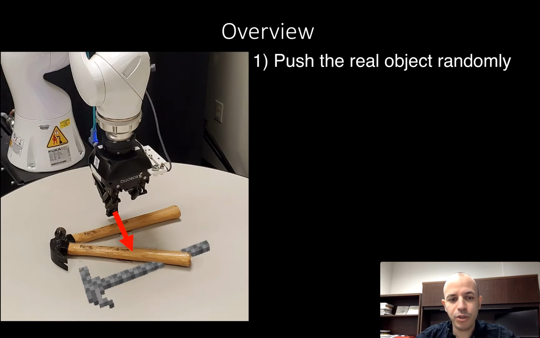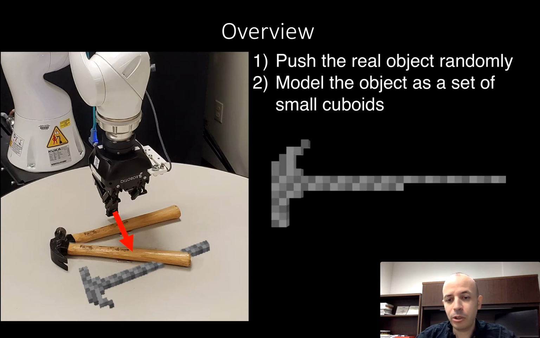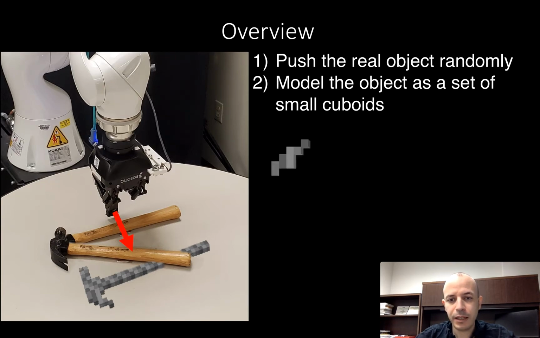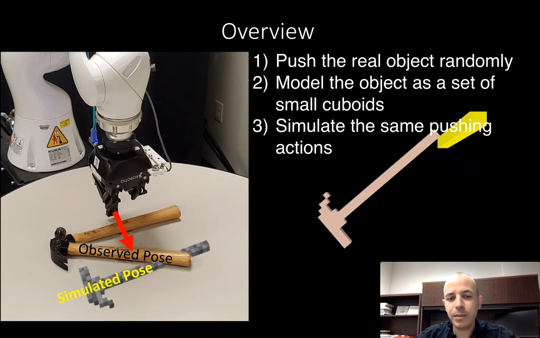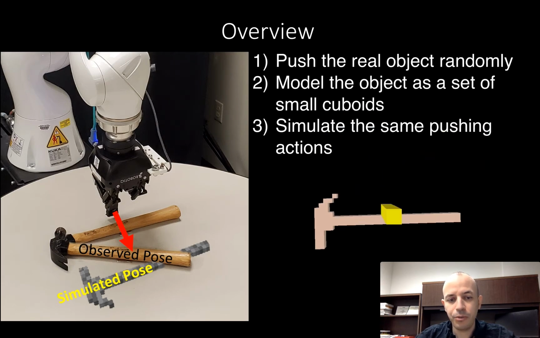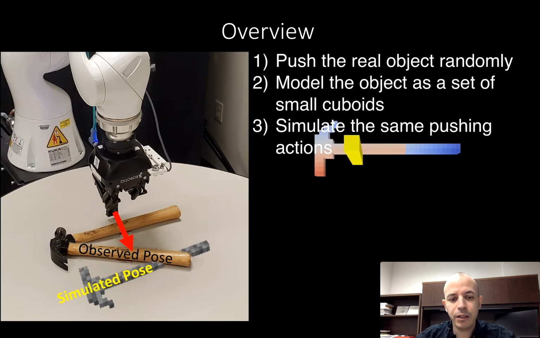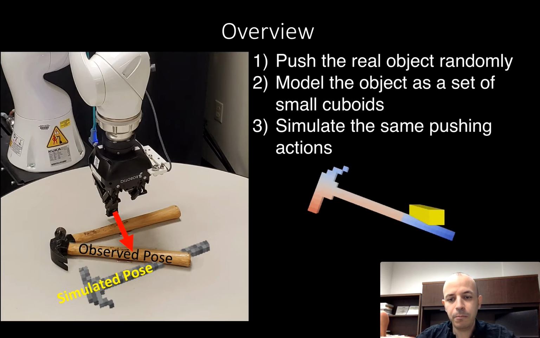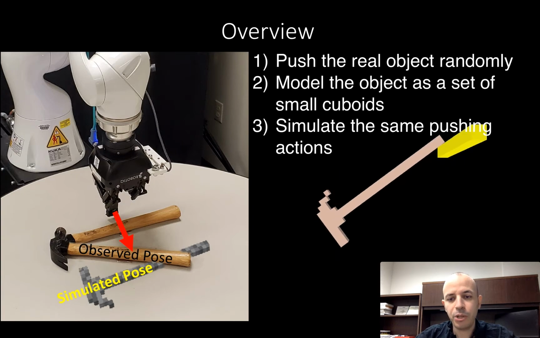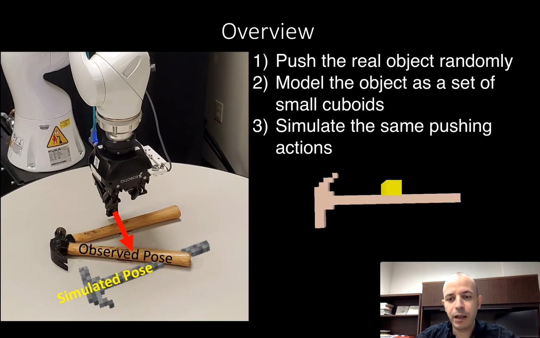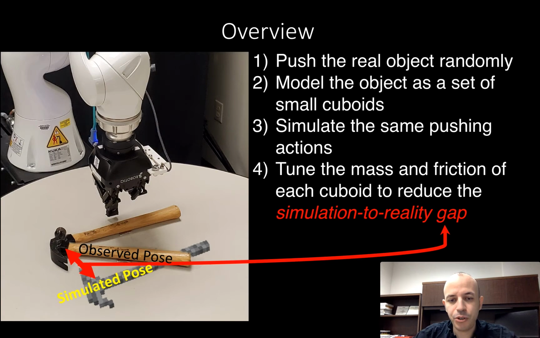So first you're going to push the object from some configuration to another one. You're going to model the object as a set of cuboids, as I said. And then you can replay in simulation the physical actions that you execute on the real object, and then you will notice the differences between simulation and reality, the difference between the actual poses that happen on the real object and the poses that happened in simulation. And this constitutes what we call the simulation to reality gap, that we will be minimizing by computing the gradient of the gap with respect to the physical parameters.